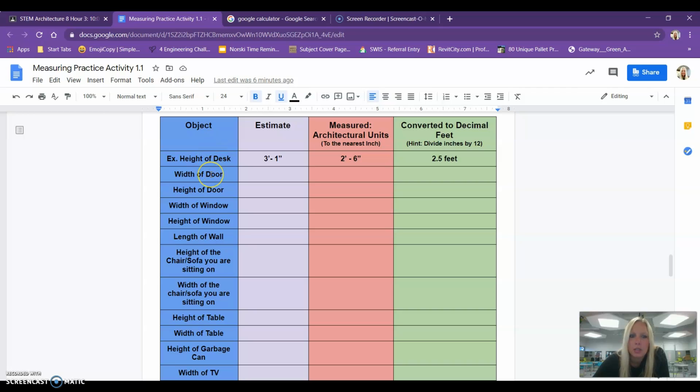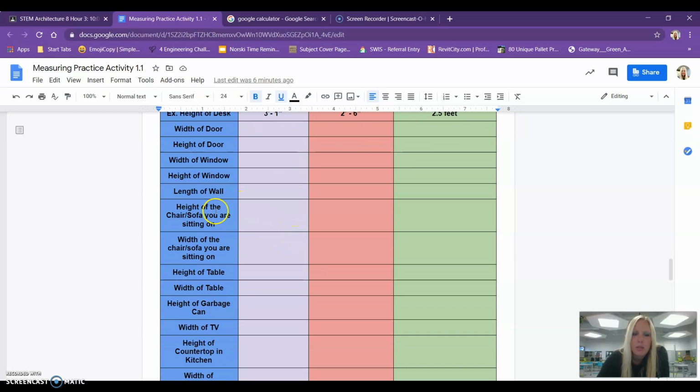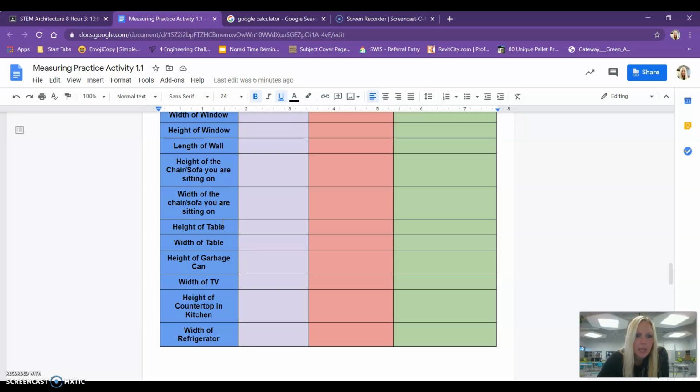So you're going to find a door, it could be your bedroom door, and measure the width of your bedroom door and the height of that same door. Remember, width is how wide something is. Then the width of a window in your room and the height of the window, and you're going to make estimates of these. The height of the chair or sofa you're sitting on. If you are not sitting on a chair or sofa, find a chair or sofa to measure. The height of a table, it could be your desk table, it could be your kitchen table. Find a table to measure.